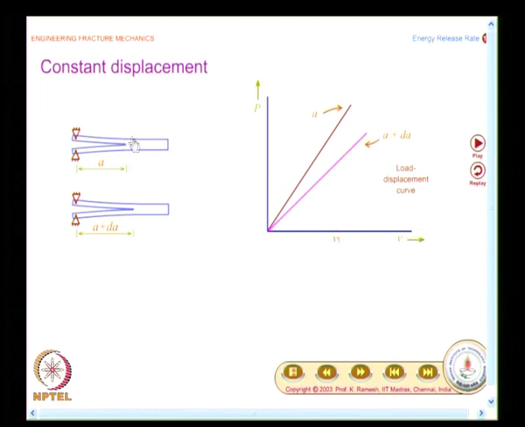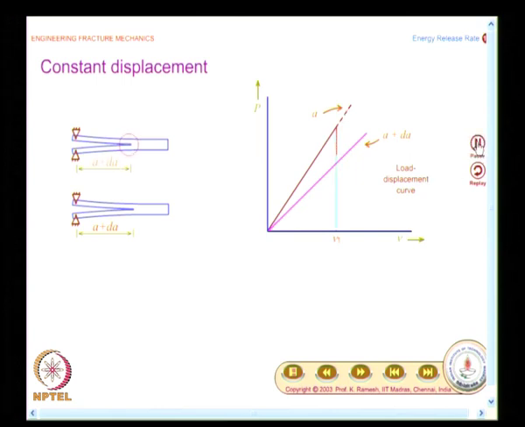When this happens, what will happen? The load will eventually decrease when the crack has advanced, because it is under constant displacement, it is fixed grip. You have to understand this. So, what you will have is, I will move down from this graph to this vertically. Just observe the animation.